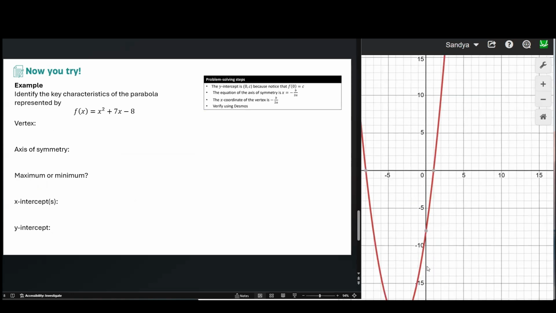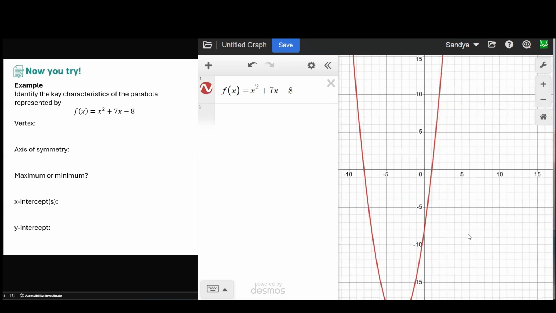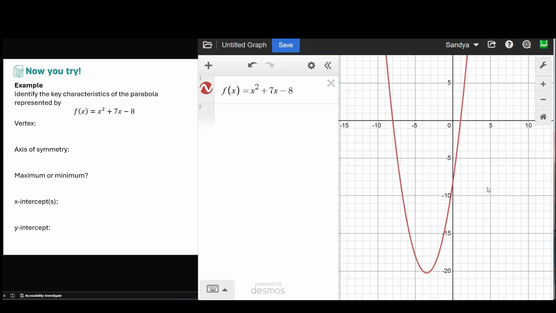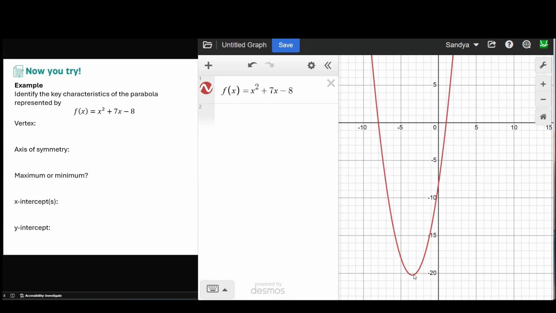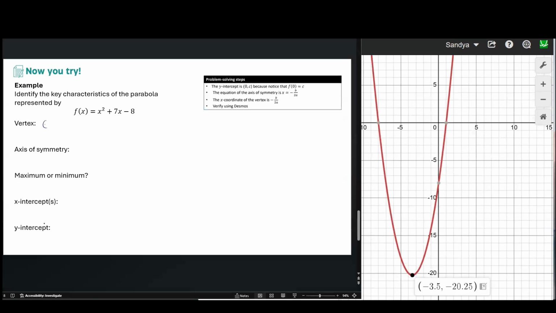Okay, so here I typed in my parabola, but you can see it's kind of out of focus a little bit, so I'm just going to scoot this over. So if I click on these points right here, those are my vertex coordinates. So I have -3.5, -20.25. The axis of symmetry is going to be x equals the x coordinate of the vertex. That vertex is a minimum point, right? Because that parabola opens up.